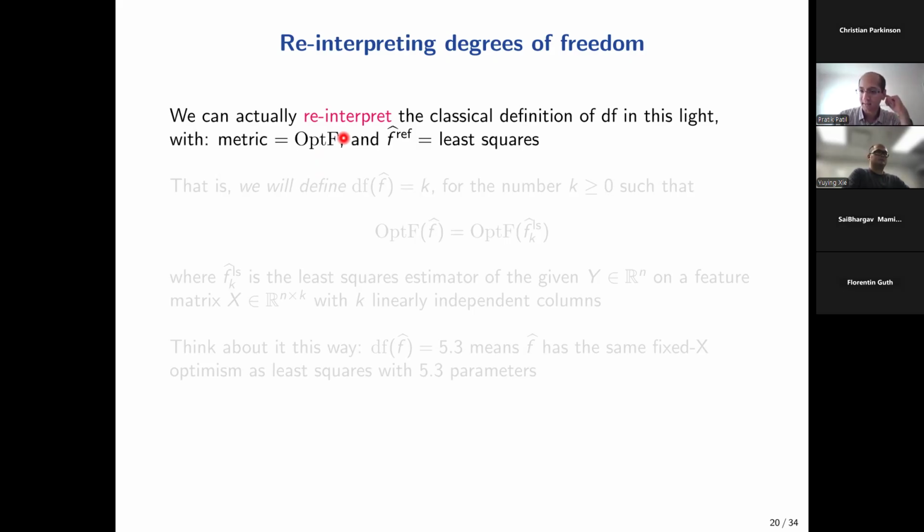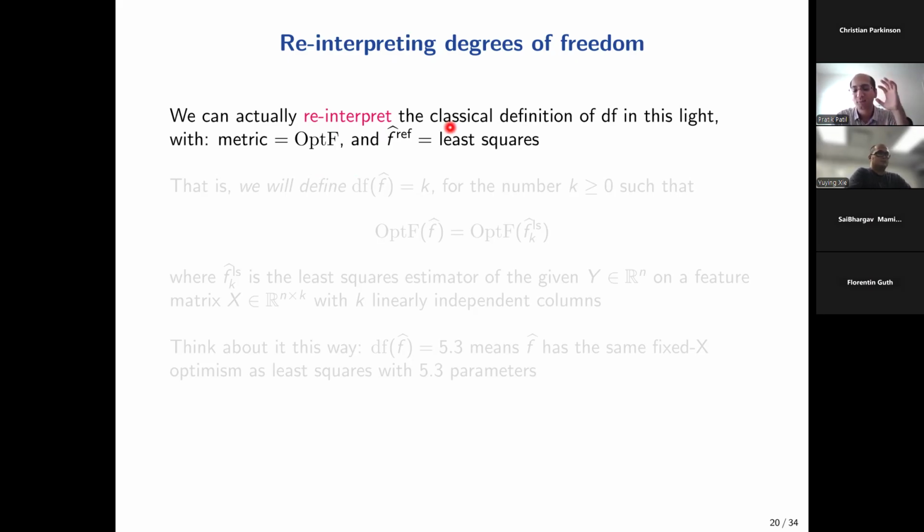The thing that helps you do that is, you need two things, as I said. One is the metric, one is the reference. The metric is essentially just going to be the fixed x optimism. And we call the optimism just the difference between the fixed x prediction error and the training error. So that's your metric. And you need the reference, and the reference is just going to be least squares.